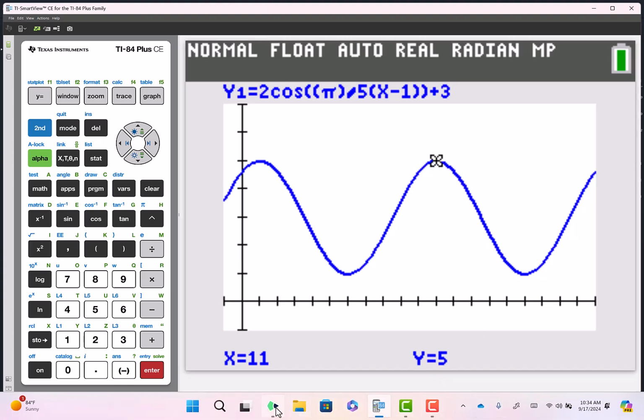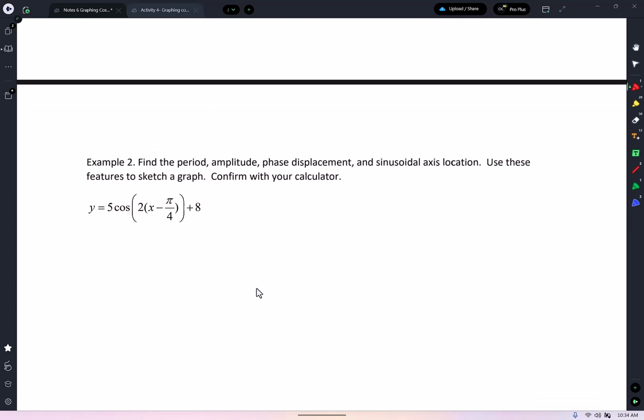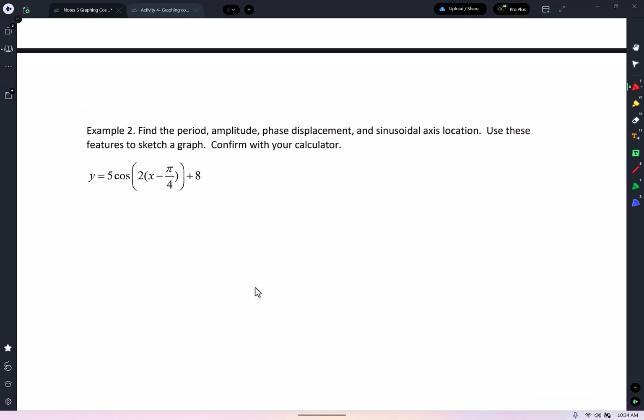Let's go to the next one. Oh, yeah, the next one. Oh, Chav, we've never done one with a pi in there. Okay, it's the same. We're going to sketch. I'm going to go really slow. Really slow. Find the period, amplitude, phase displacement, and sinusoidal axis location. Use these features to sketch a graph.